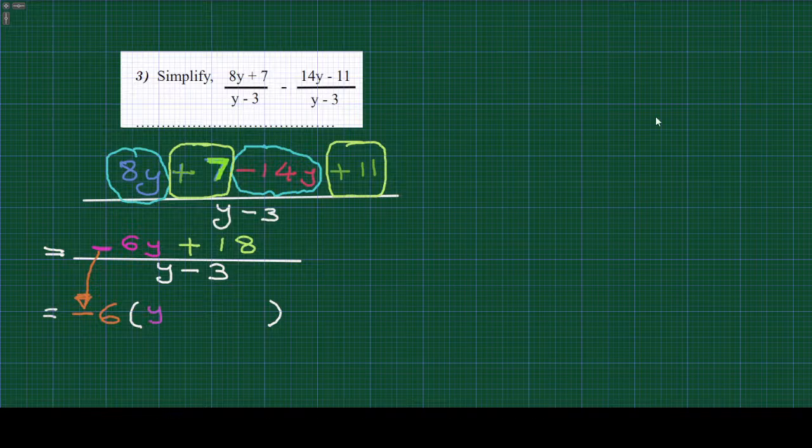Now, this orange color minus into what would give you this yellow color plus? Minus into what would give you this yellow plus? That is minus into minus. So this should be minus here. So minus 6 times what would give you 18? 6 times 3. So it's minus 3 here. So minus 6 times y minus 3 divided by y minus 3.